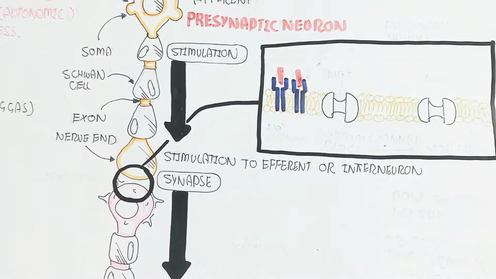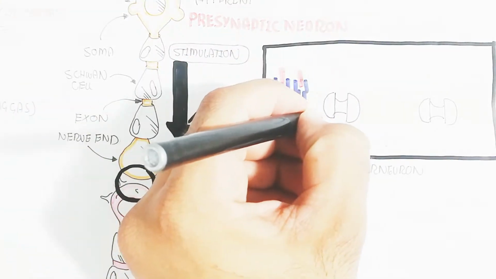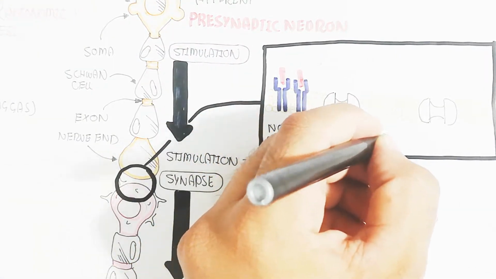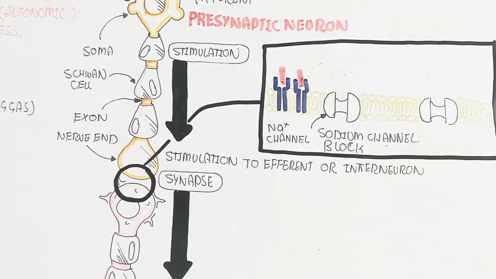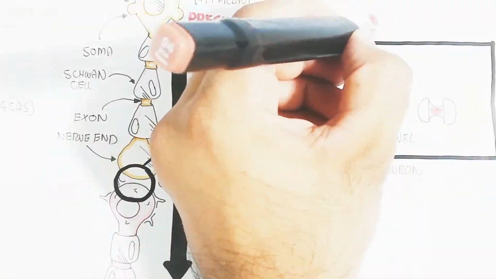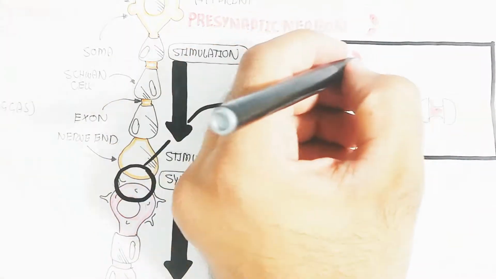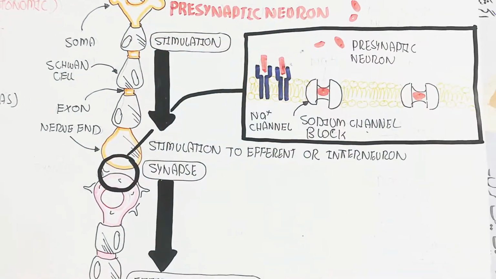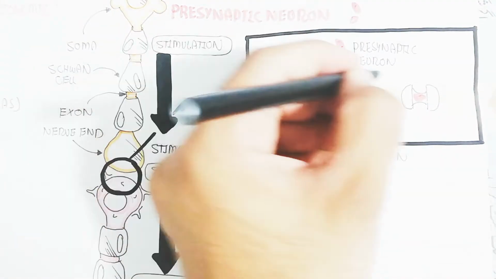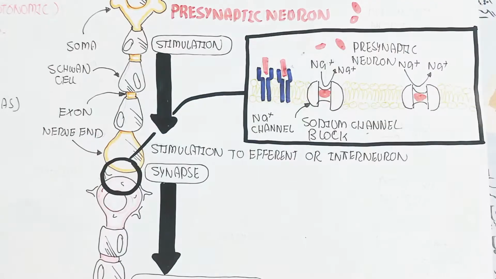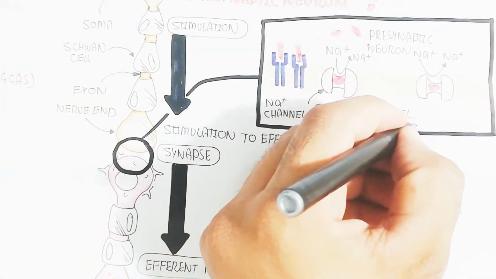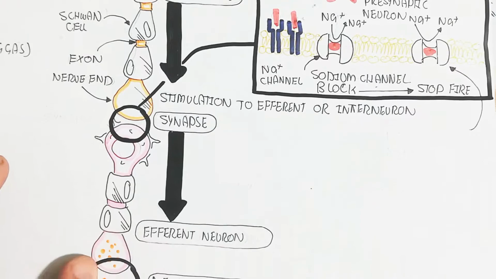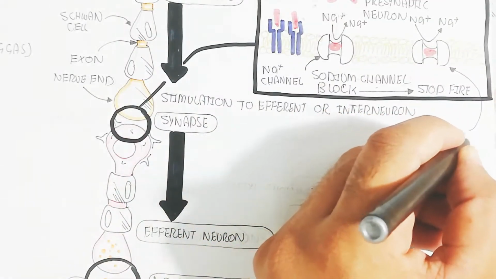Here you can see this is the synapse between the presynaptic neuron and the postsynaptic neuron, with the sodium channel and potassium channel. Basically, the anesthetic will target the sodium channel and block it, so the sodium will not move inside, and this will lead to depolarization inhibition. In this way the signal cannot be sent.